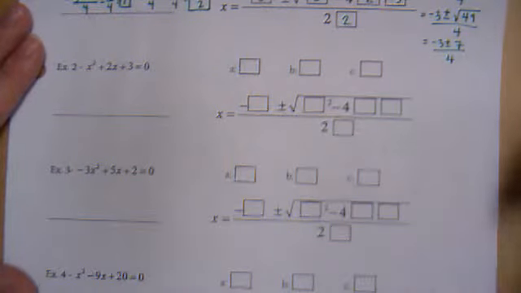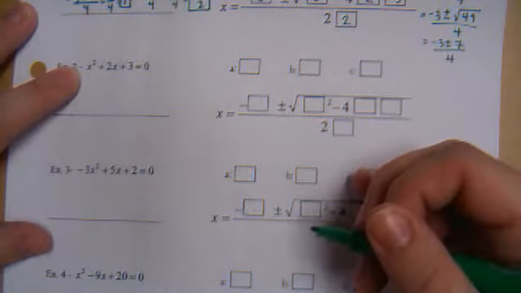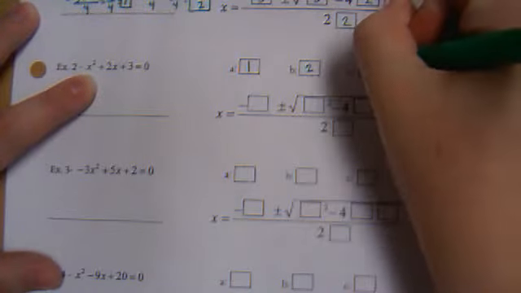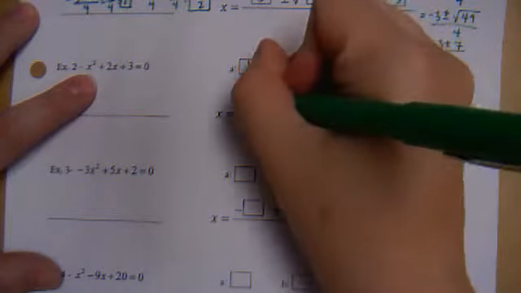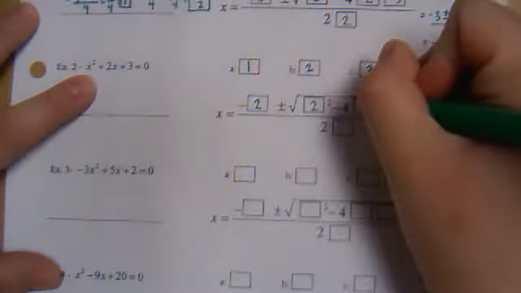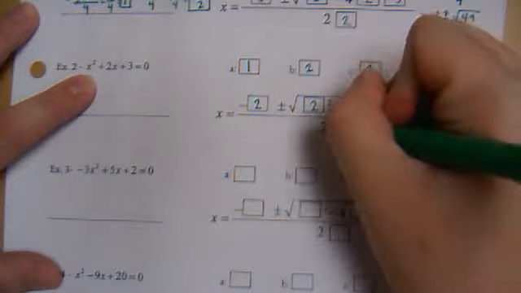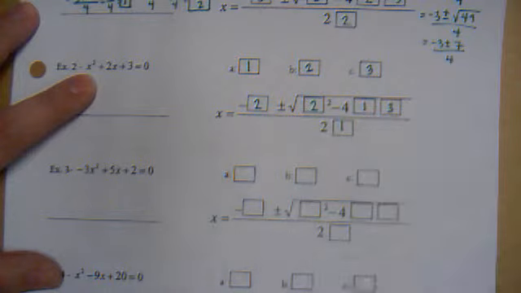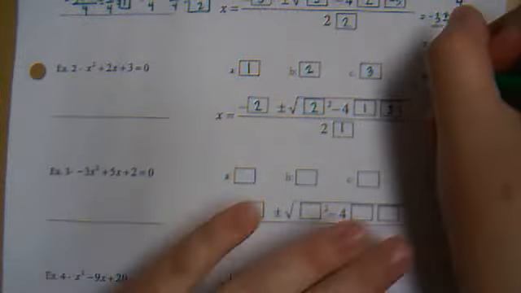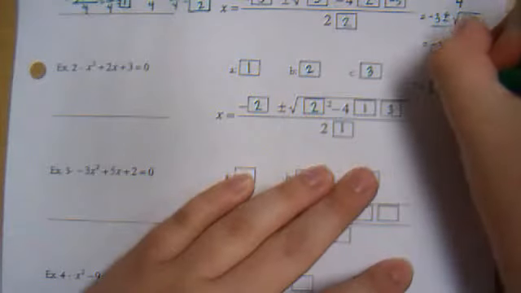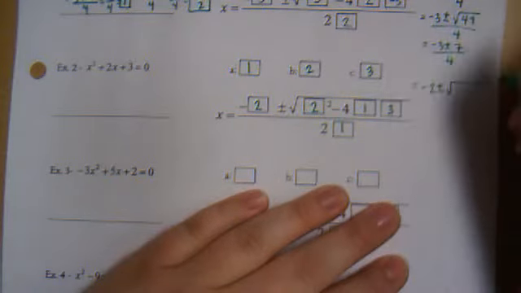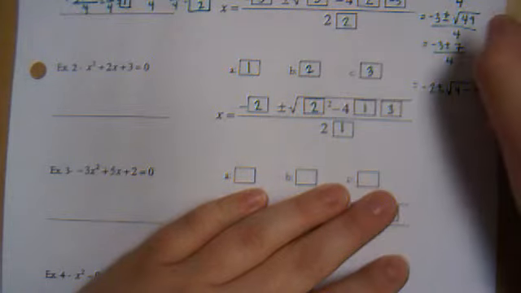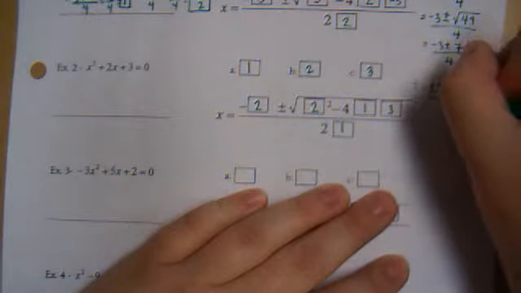Okay, let's look at the next one. So I have x squared plus 2x plus 3. So my a is 1, my b is 2, and my c is 3. So I'm going to have negative 2 plus or minus the square root of 2 squared minus 4 times 1 times 3 all over 2 times 1. Okay, so I just plugged in the b's where they go, the a's where they go, and the c where it goes. So again, I'm going to rewrite this as negative 2 plus or minus the square root of 2 squared is 4 minus 4 times 1 times 3, so minus 12, all over 2.